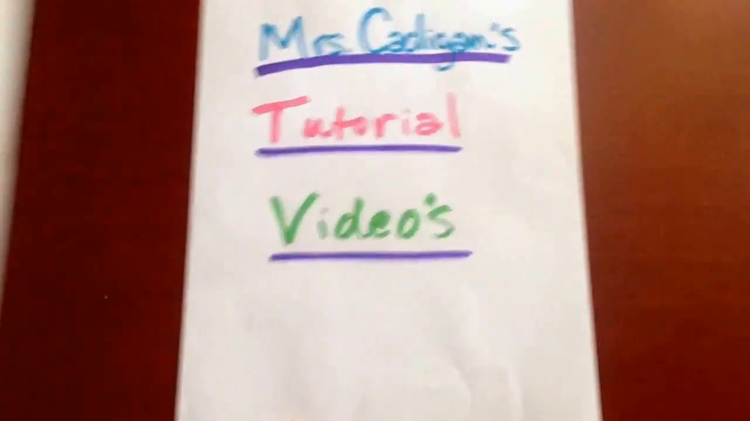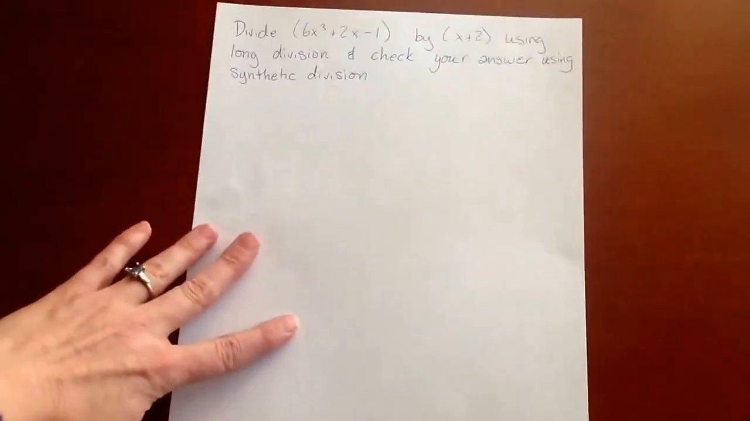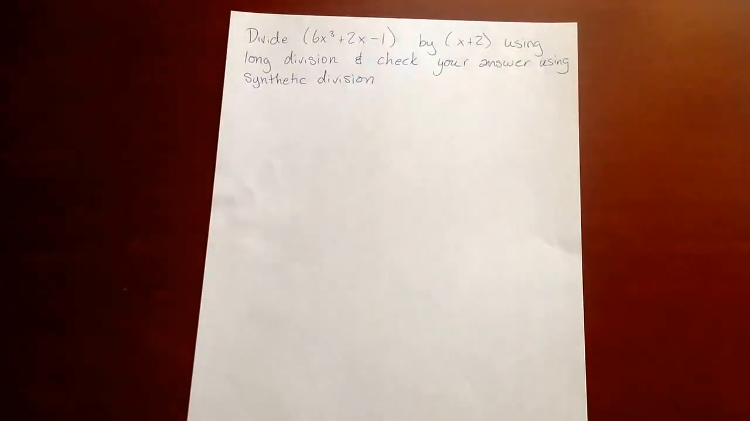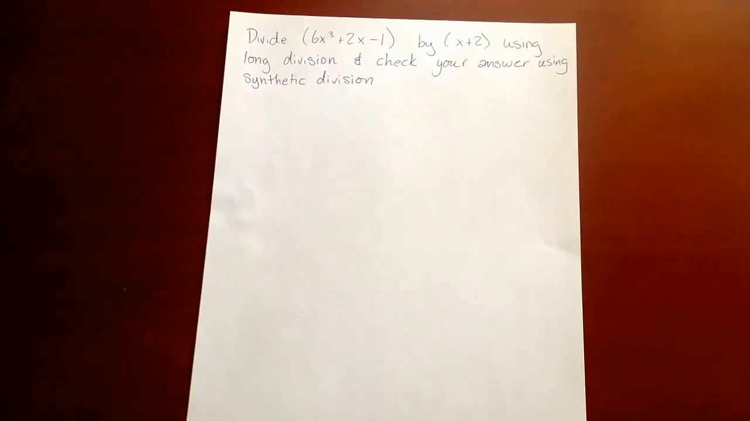So today I'm going to be doing a little long division and synthetic division to really solidify what I want to see on this next test. So we're going to divide 6x cubed plus 2x minus 1 by x plus 2 using long division, and then we're going to check our answer using synthetic division.